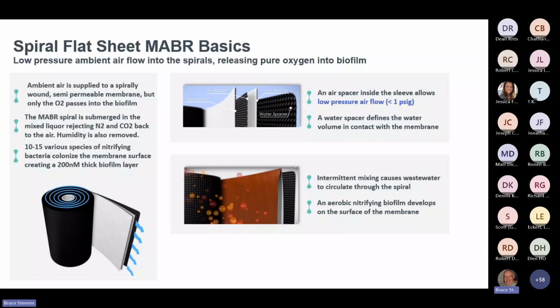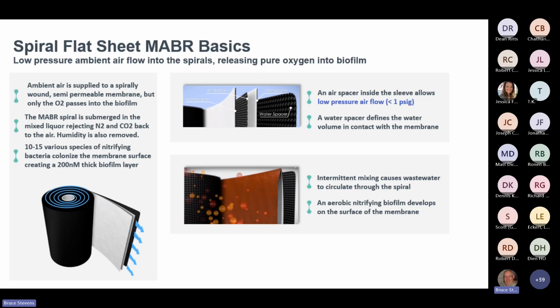The spiral flat sheet is unique. We're the only manufacturer in the world that fabricates it and uses it in this application. And we focused a lot of research and development back in the late 2000s, early 2010 range before we commercialized it. The nitrifying bacteria that colonize the membrane are composed of 10, 12, 15 different genera and species of autotrophs that we've done a fair amount of research on, and they're doing just their job, just focused right on the ammonia removal and converting that nitrate in the anoxic zone.